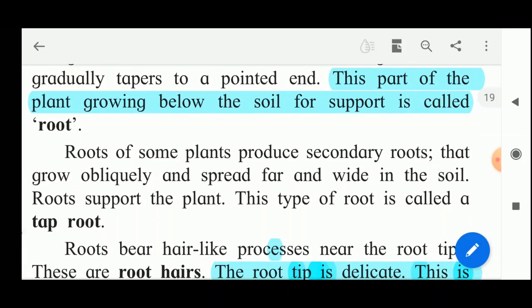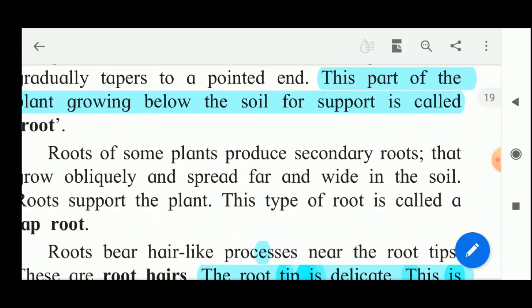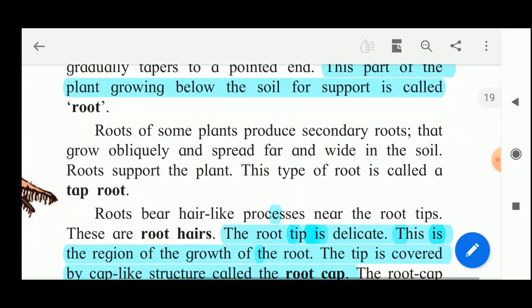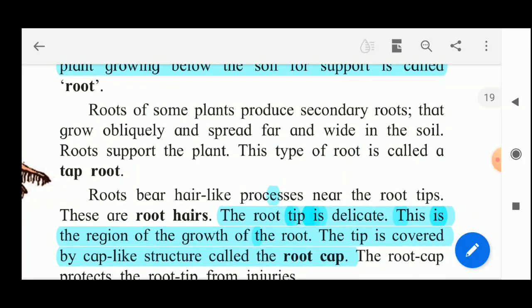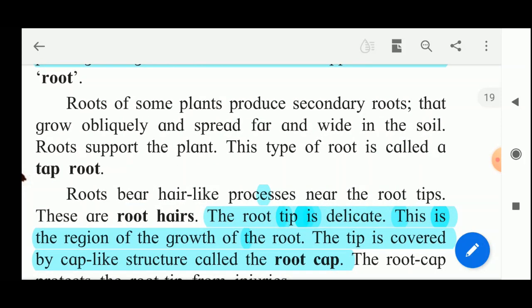Now the roots of some plants produce secondary roots that grow obliquely and spread far and wide in the soil. The roots support the plant. This type of root is called the taproot. Now the fenugreek or methi that your parents must be getting at home, observe the root of that fenugreek or methi, or of coriander also, dhania. There you will see that the roots of dhania or methi are taproots.